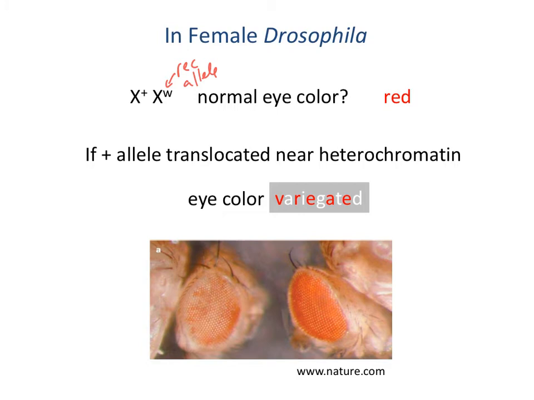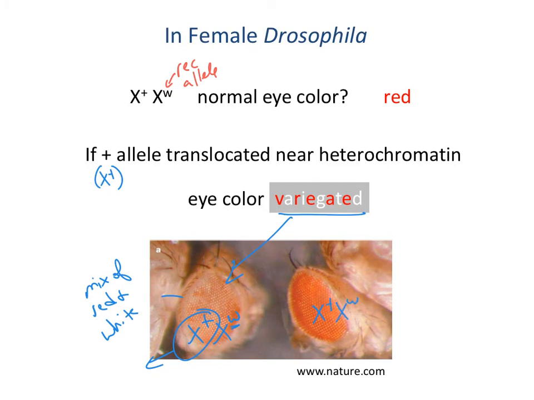So if the positive allele, which is the X plus, is translocated near heterochromatin, the eye color ends up being variegated, which is a mix of red and white, even though this individual is X plus X w. This allele has been moved to heterochromatin, and it is no longer being expressed well, so it's expressed less, and so the white allele ends up being expressed more. And this would be the quote-unquote normal, this individual is X plus X w without that move.